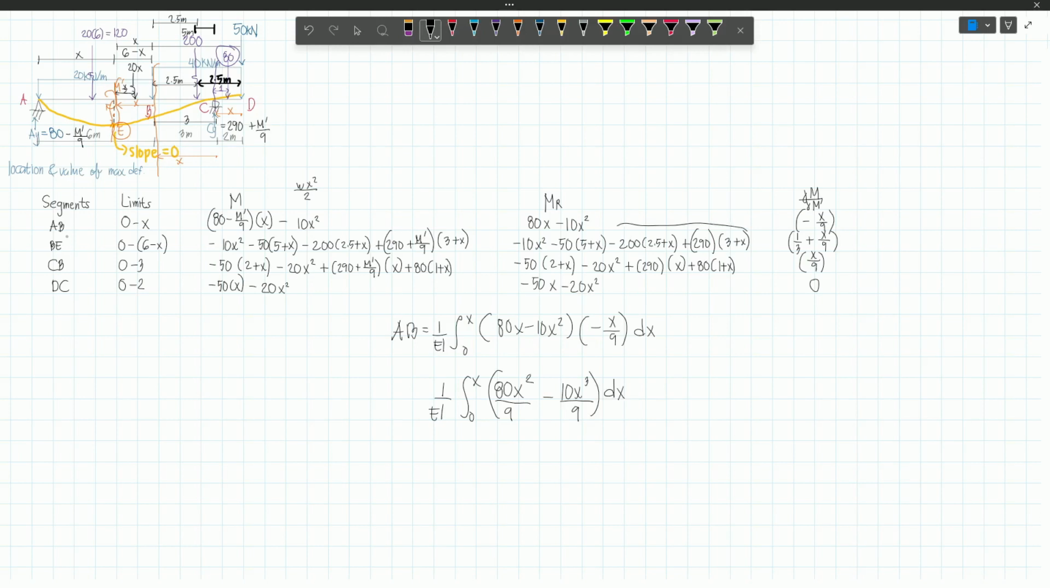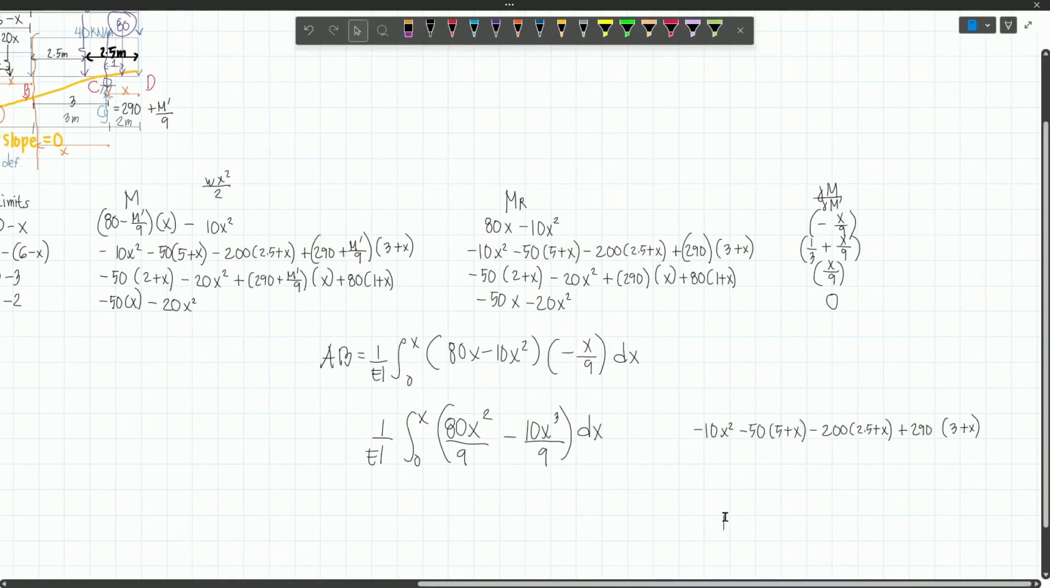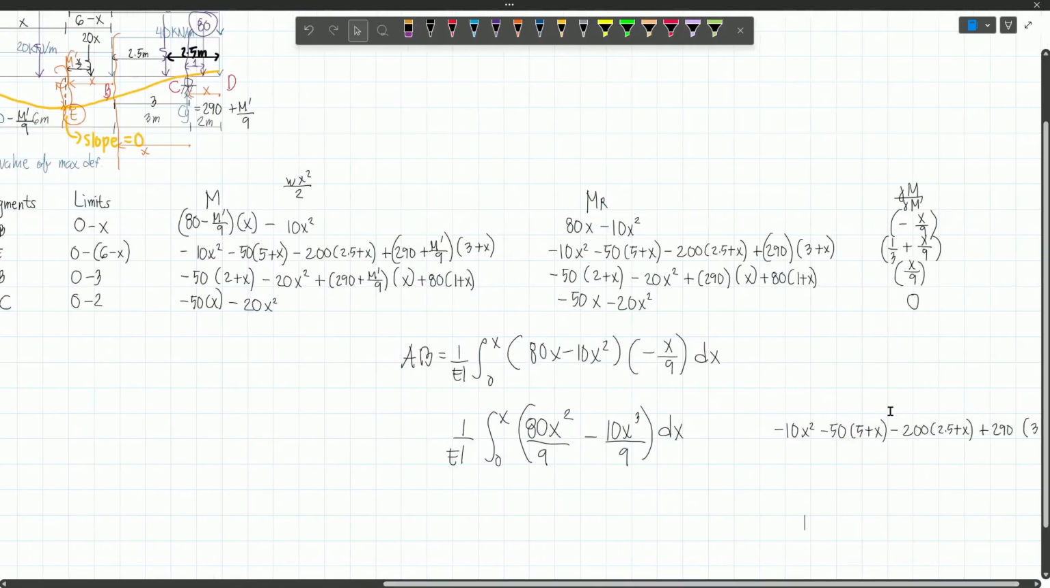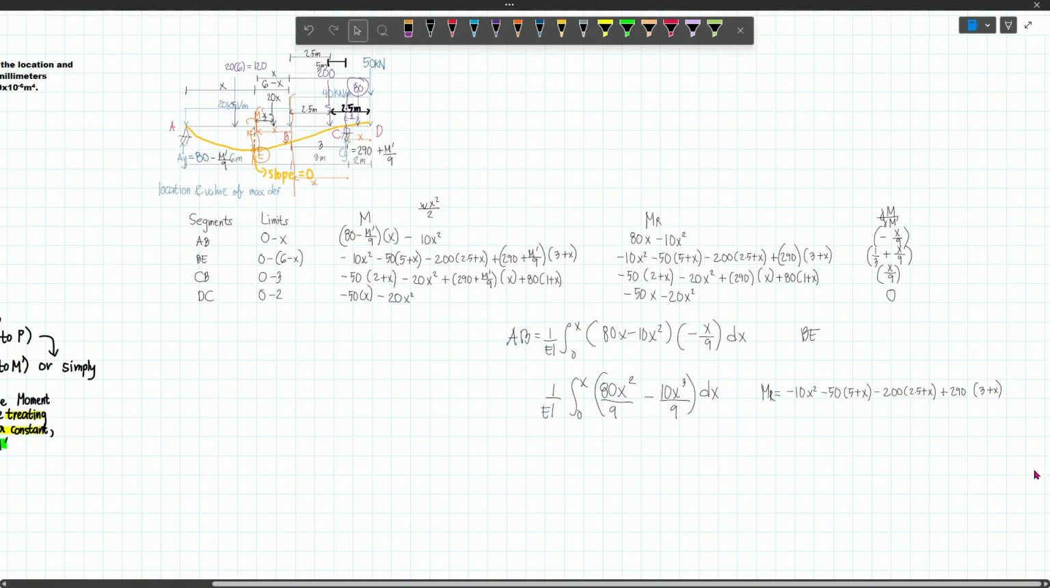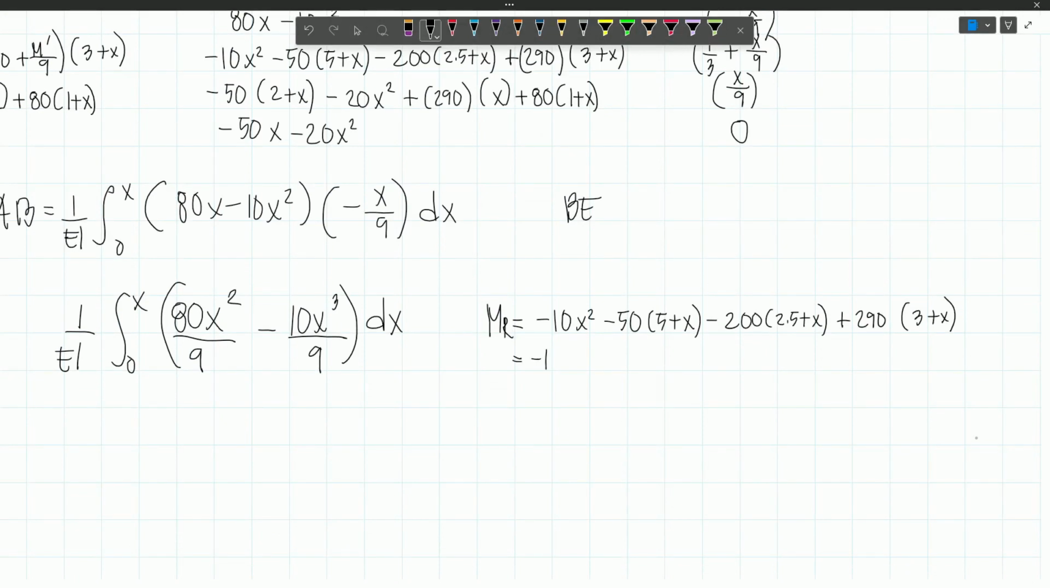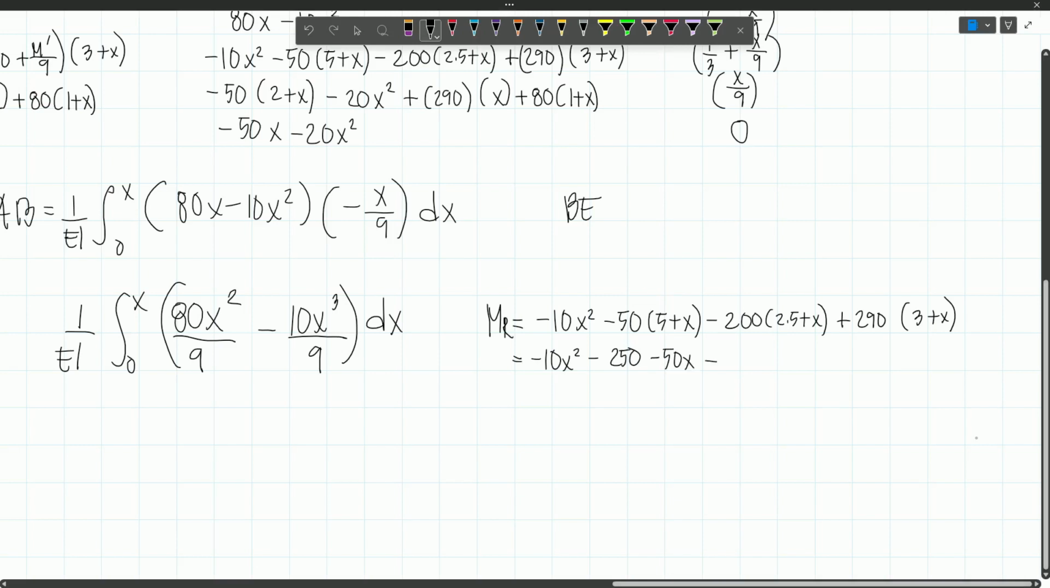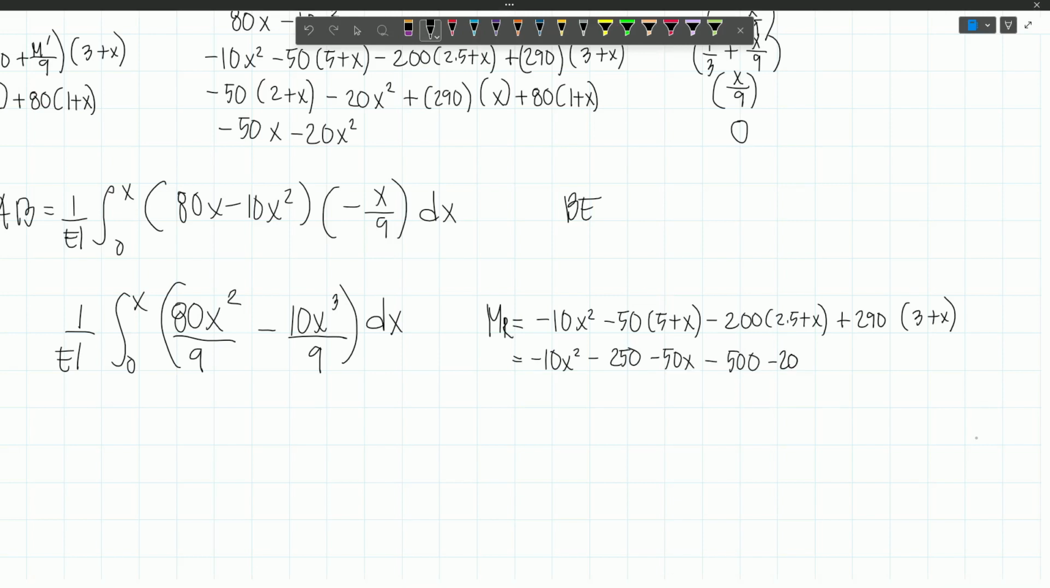And then for the next one, let's just expand this right away. Now, I'll just put it here. This is for segment BE. So, segment BE. This is our MR. But first, let's expand this one so we won't have a hard time later. So, this will be negative 10x squared minus 250 and then minus 50x and then minus 500 and then minus 200x plus 290 times 3 and then plus 290x.